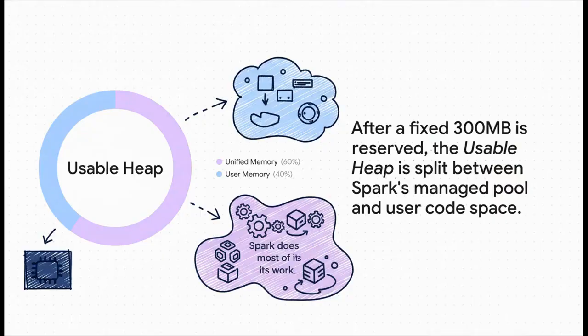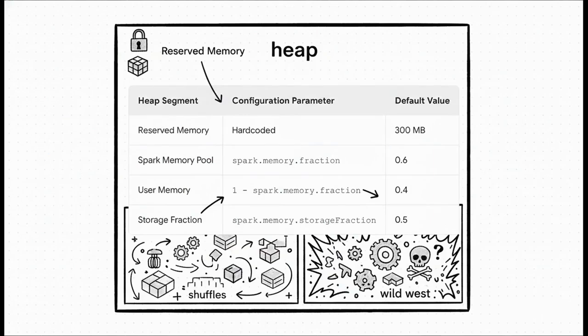Now, let's zoom in on the JVM heap itself, because it's not just one big block of memory. It's actually carved up into three really distinct regions. There's a small, fixed, reserved memory space, a user memory region for your own code's objects, and then the main event, the unified memory pool, which is where Spark does pretty much all of its heavy lifting. So let's break this down. Reserved memory? That's a hard-coded 300 megabytes for Spark's internal stuff. Simple. The rest of the heap, which we call usable memory, gets split by the spark.memory.fraction setting.